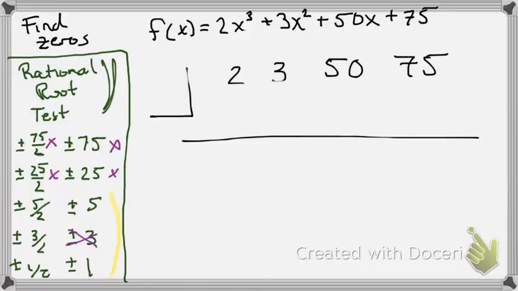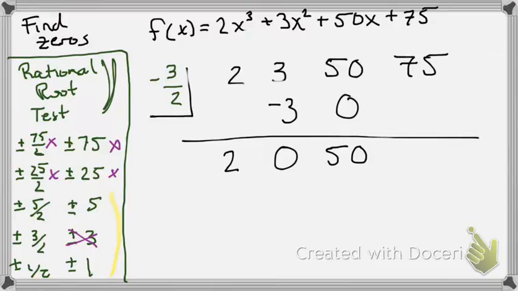Maybe we try a fraction. 1/2, 3 halves, 5 halves. Let's go 3 halves, but -3 halves. All right. So I'm going to bring down my 2, multiply that. That would make -3. That's weird. All right. Add, 0. That's why I was saying it's weird. Multiply, 0. 50. 50 multiplied by 3 halves. So 50 divided by 2 is 25 times 3, -75. Which means that would be 0.